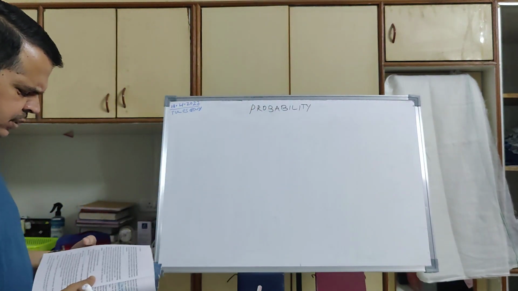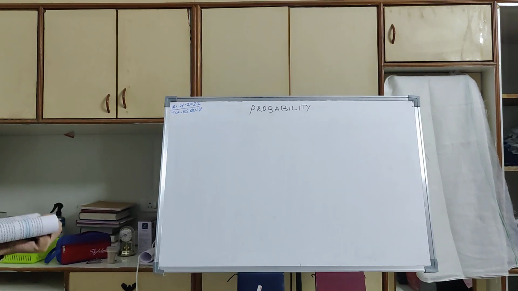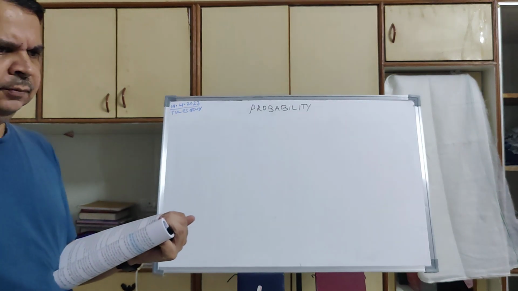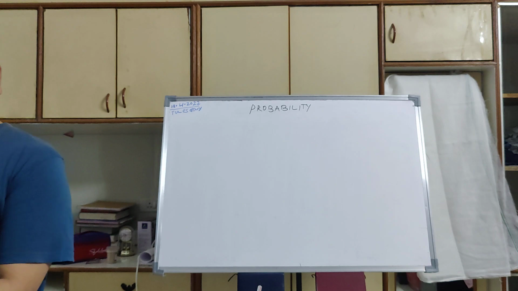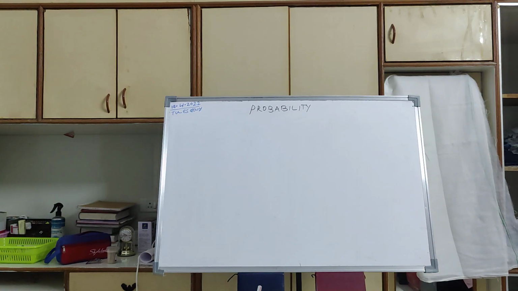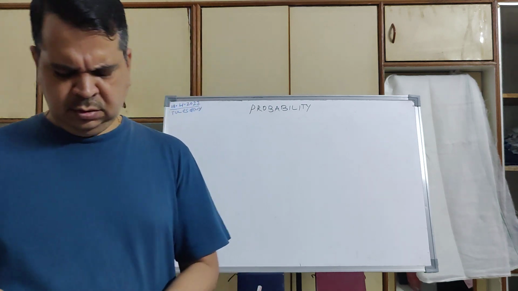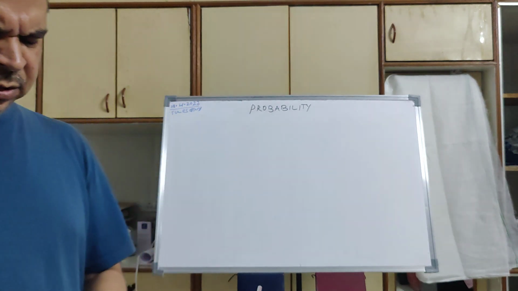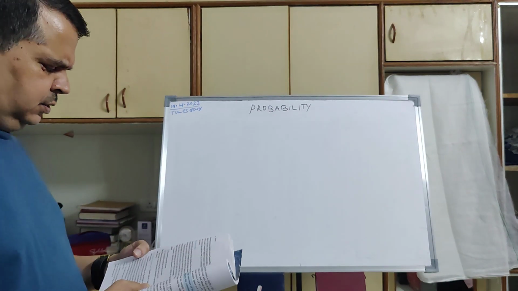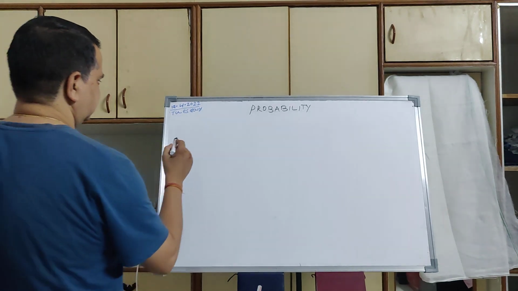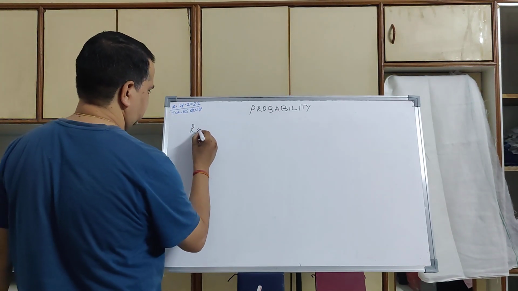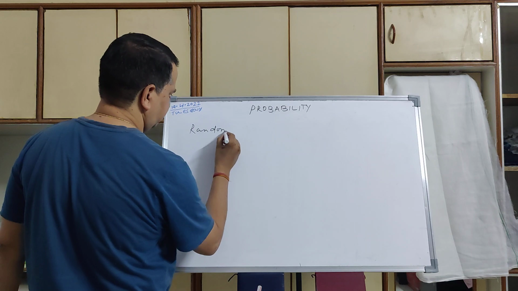Okay. So there are certain terms that you need to be familiar with for doing numericals on probability. One is called a random experiment.